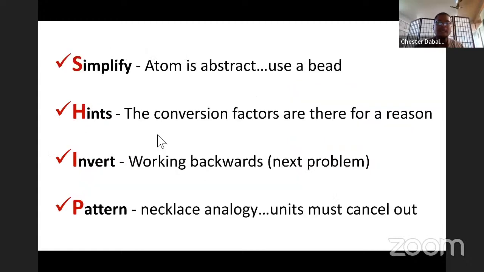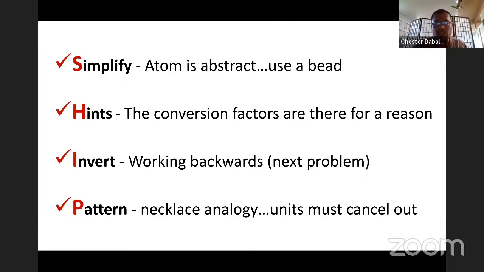Okay? So tignan natin kung paano in-apply yung ship, paano natin i-incorporate tong ship method doon sa previous problem. Okay? So simplify. Yung atom napaka-abstract. Hindi naman natin nakikita yan. So anong gagawin mo? Kailangan gumawa ka ng paraan para ma-visualize siya, or you simplify it to something that, you know, you use a bead, you use a circle.